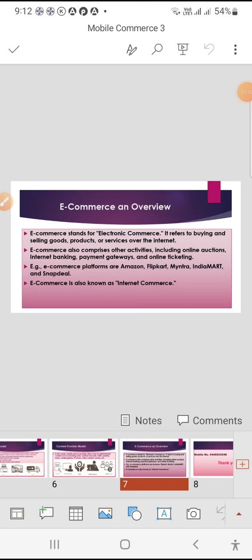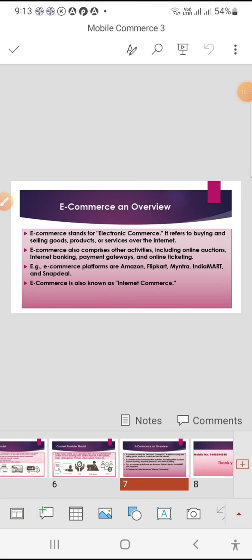However, we are using an electronic device. Mobile is also an electronic device, but it is handheld. That's why we call it mobility. We call it mobile commerce. Here, the term e-commerce also comprises other activities, including online auctions. What we have performed so far through the mobile can be performed through e-commerce business only: online auctions, internet banking, payment gateways, and online ticketing.